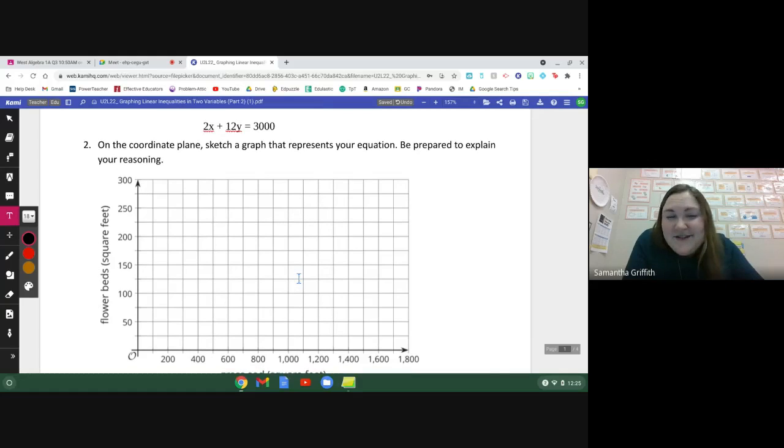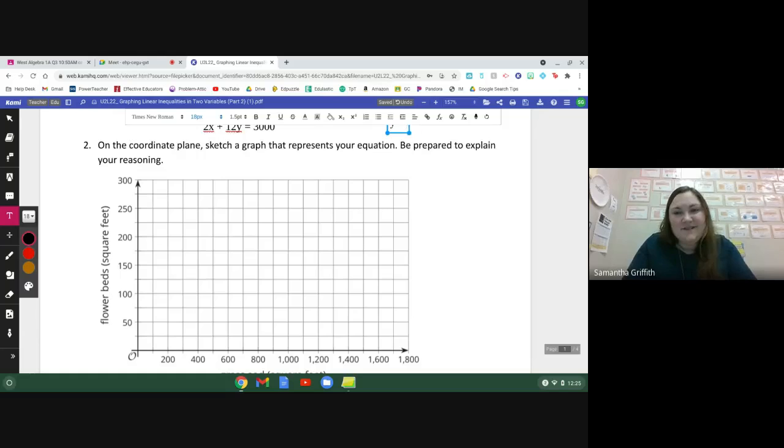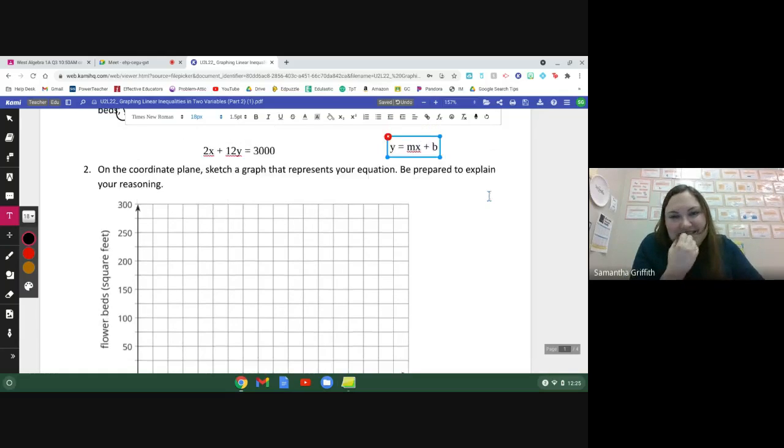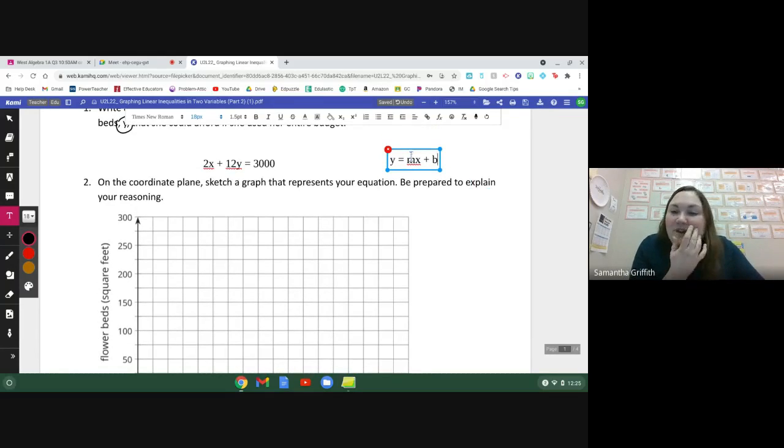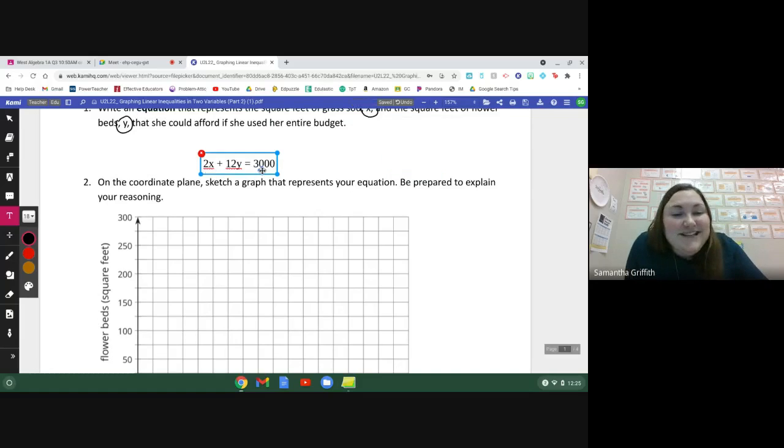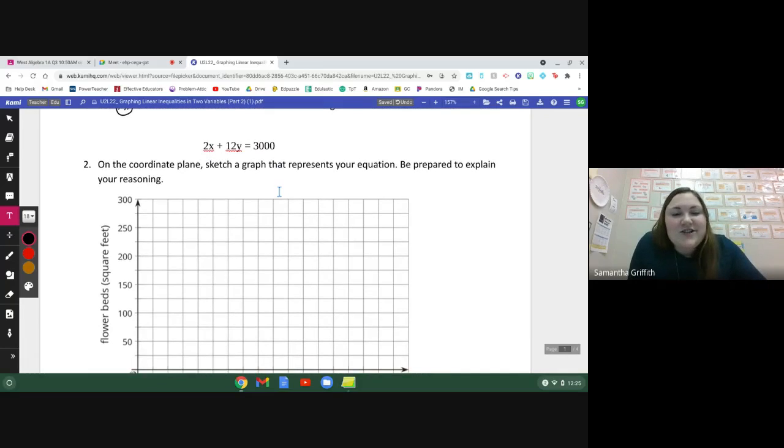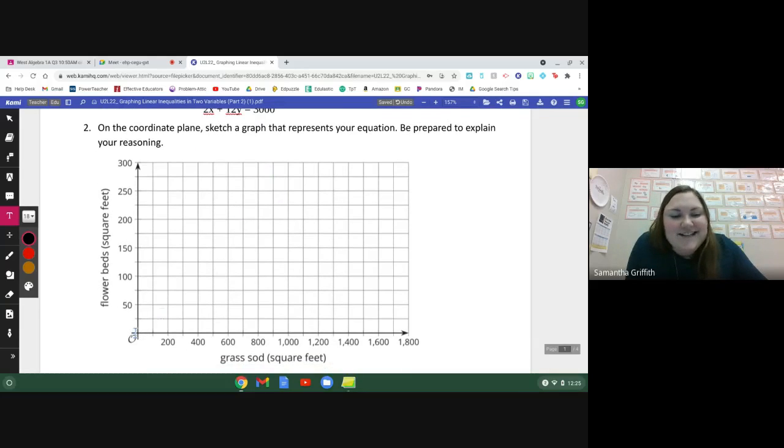As a reminder of the different strategies we learned for graphing equations, if the equation is in slope-intercept form, that's y equals mx plus b, we could use the slope and the y-intercept to help us graph. This equation here is not in slope-intercept form, so a different strategy that might be easier is to use the X and the Y intercepts. Figure out where that line is crossing our x-axis and where that line is crossing our y-axis.